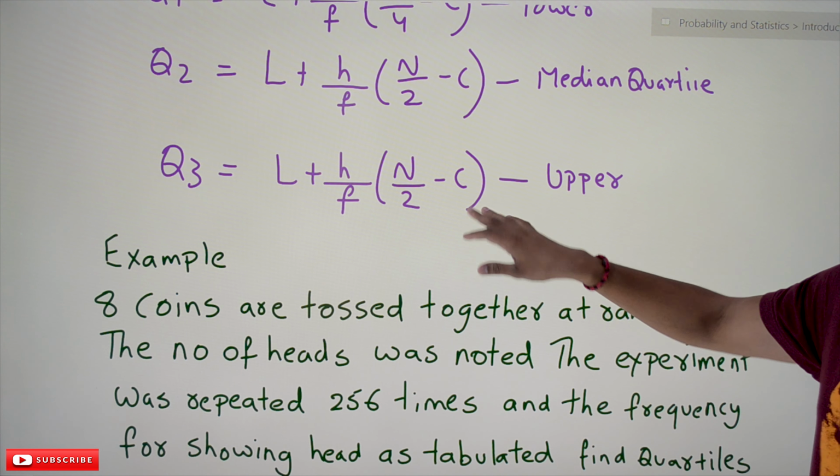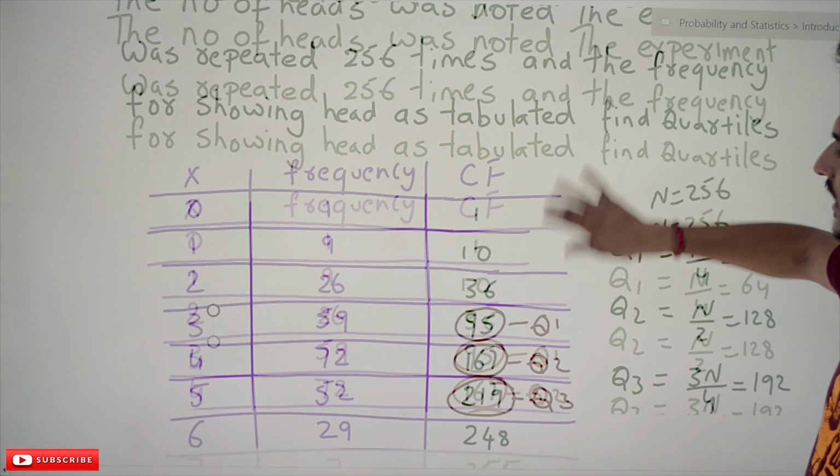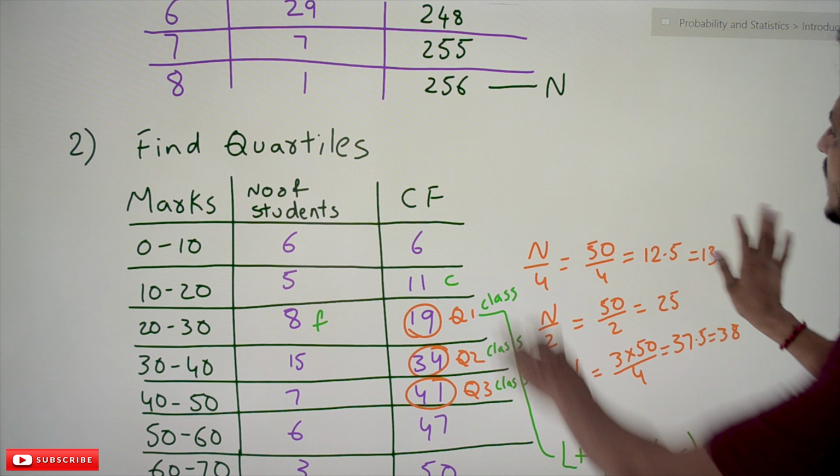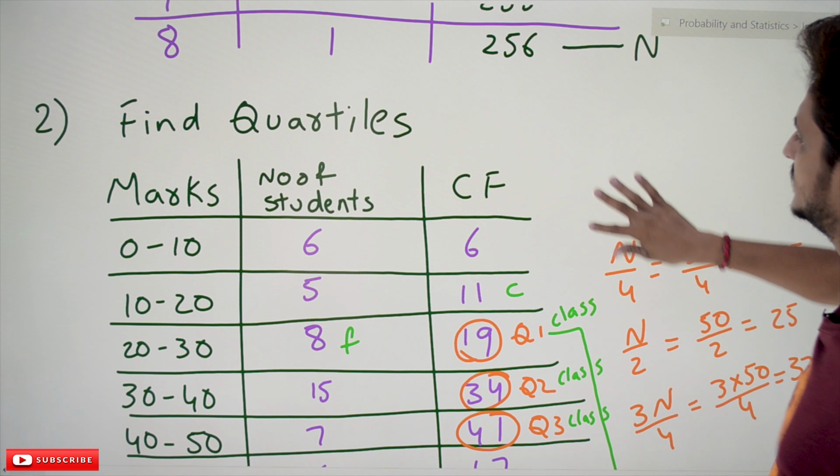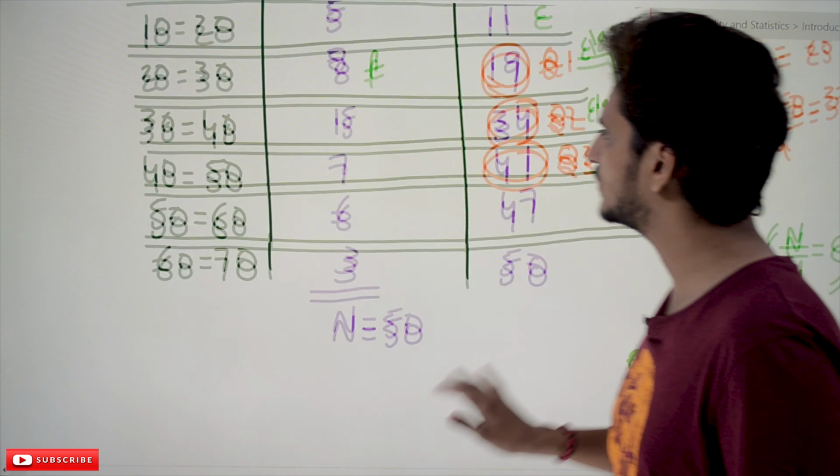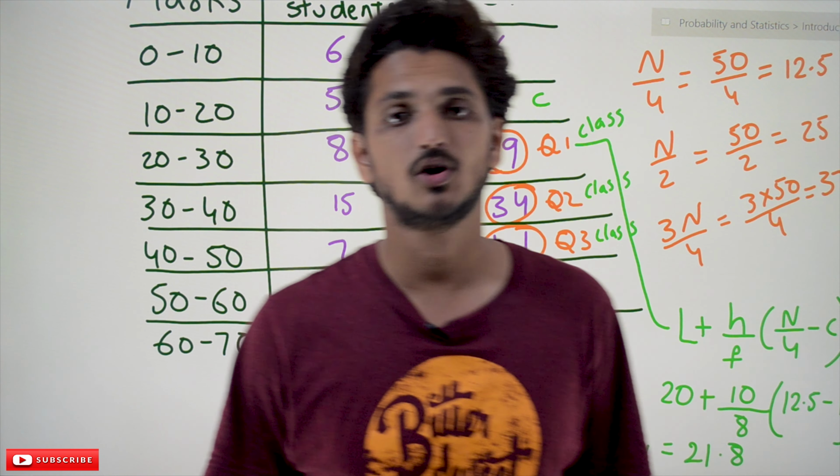Hope you understand the concept of how to identify the quartile points given continuous and discrete values. If you have any questions regarding the concept, please post your questions in the comment section below.